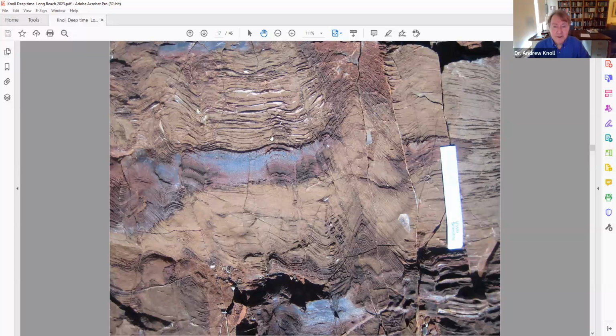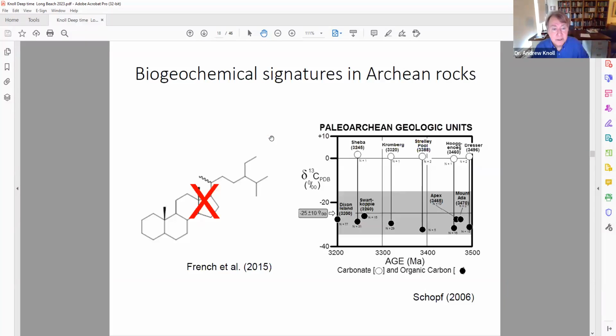Well, the first thing we find is carbonate rocks are not common in this succession, but when you see them, they have stromatolites. I hope you can see the kind of cone-shaped structures in the center. Again, there are microbial ecosystems on the seafloor.